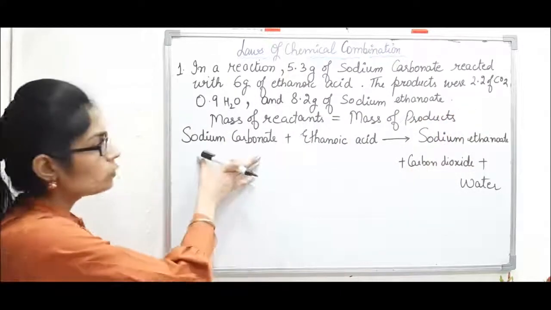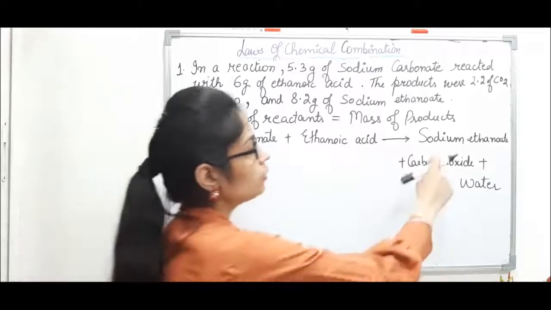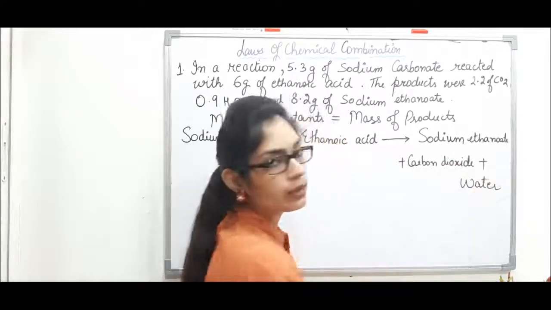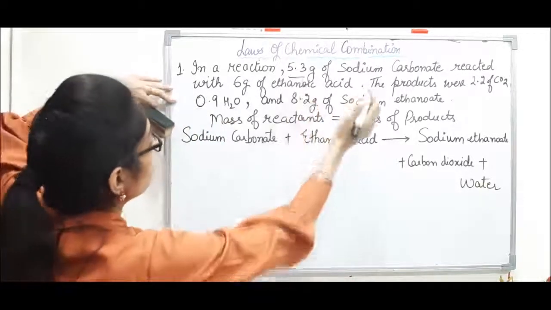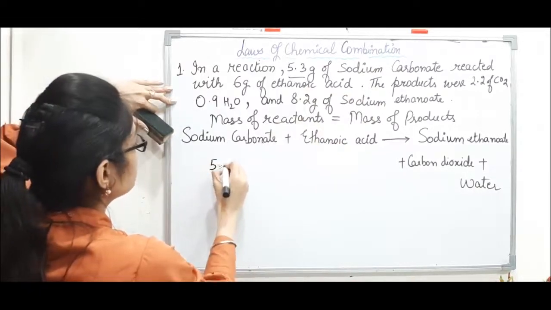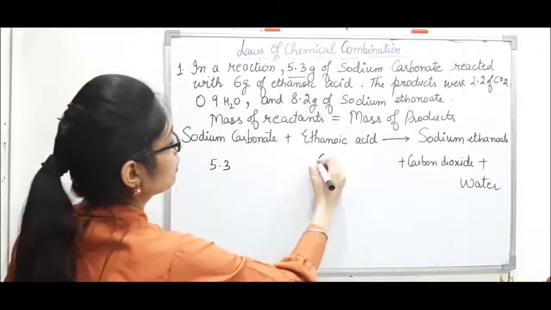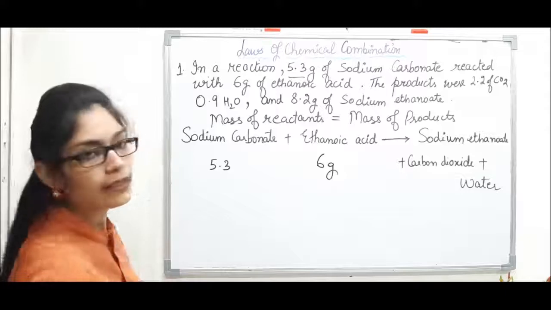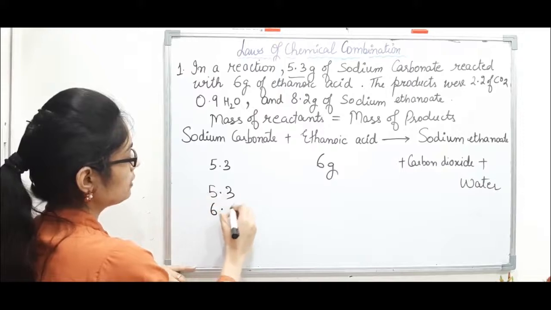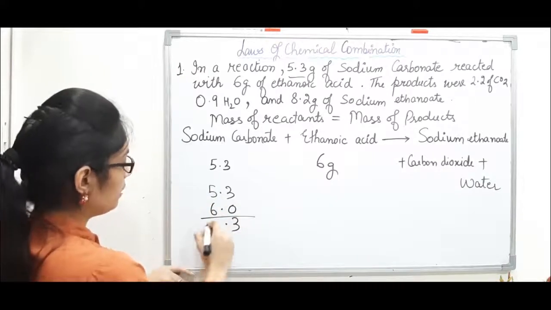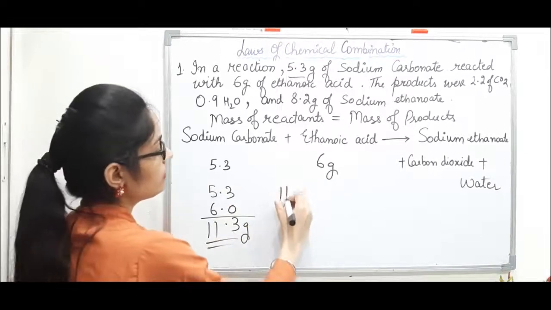You can see here sodium carbonate and ethanoic acid are the reactants, and sodium ethanoate, carbon dioxide and water are the products. So their masses are given to us. Let's see the mass. Mass of sodium carbonate is 5.3 grams and it reacted with 6 grams of ethanoic acid. So let's find out the total mass of reactants. We can add 5.3 plus 6 grams, and if you add, you will get 11.3 grams. So the mass of the reactants is 11.3 grams.